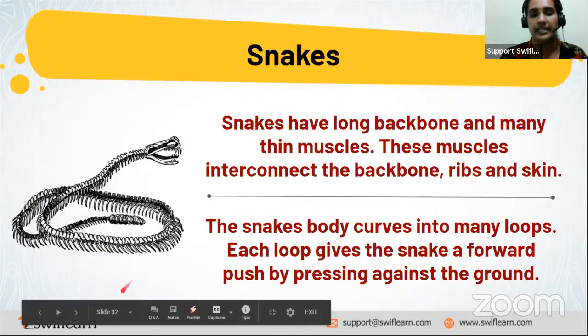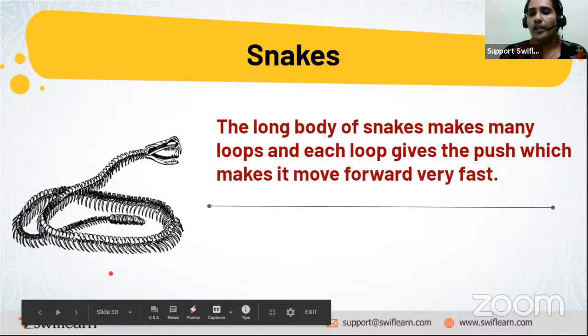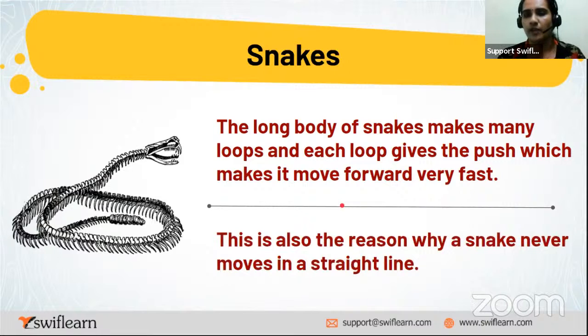This is how the snake is moves. The long body of the snake makes many loops, and each loop gives a push which makes it move forward very fast. So depending upon how the loop is forming and how the push is going, that decides how fast it will be moving.